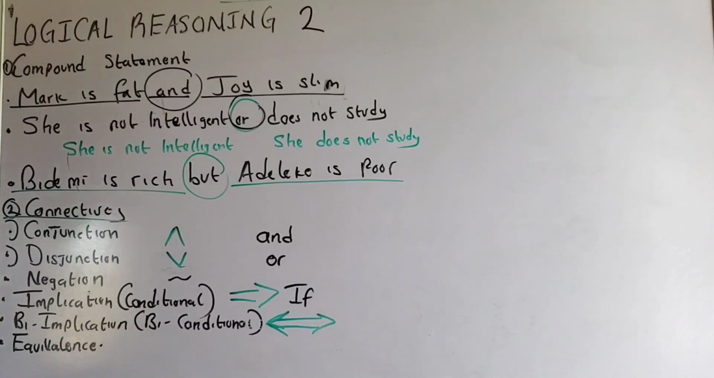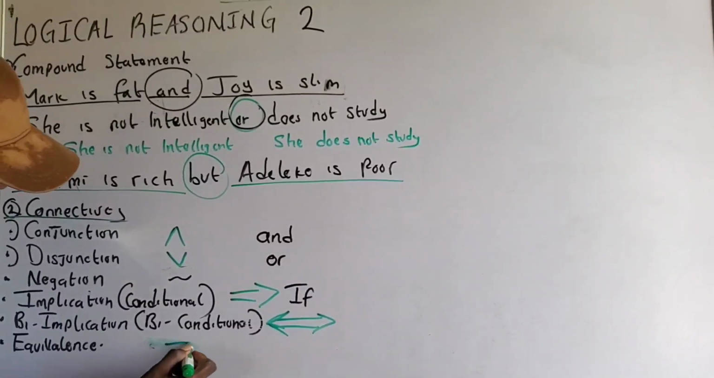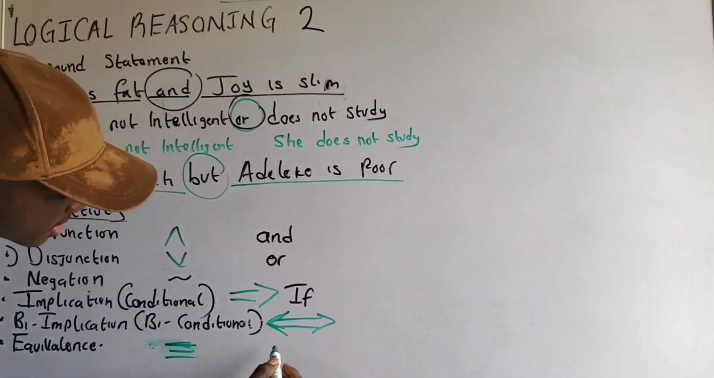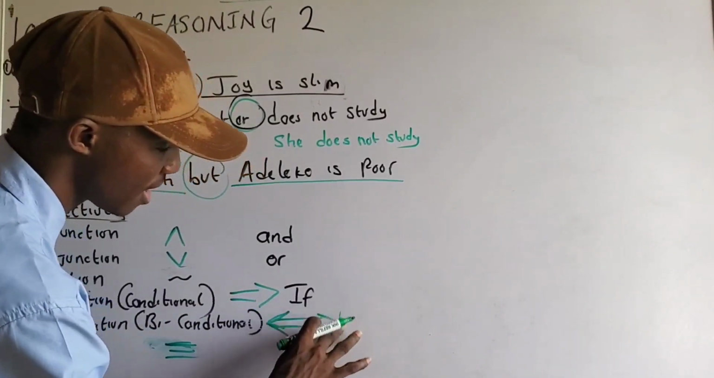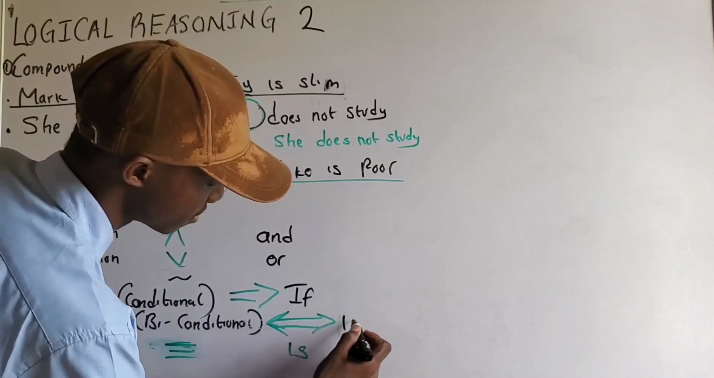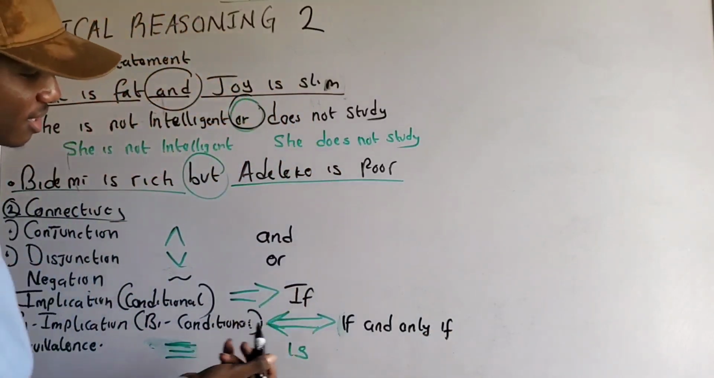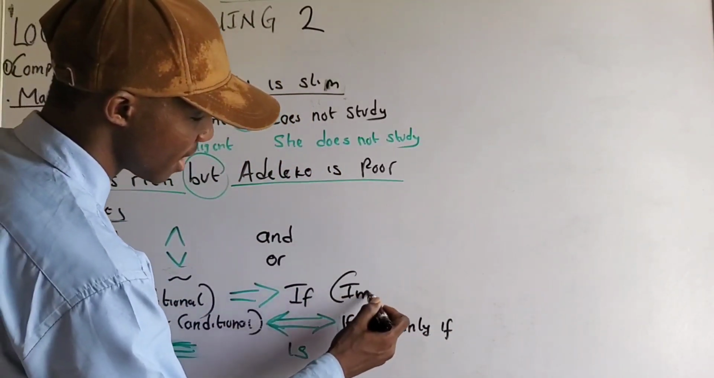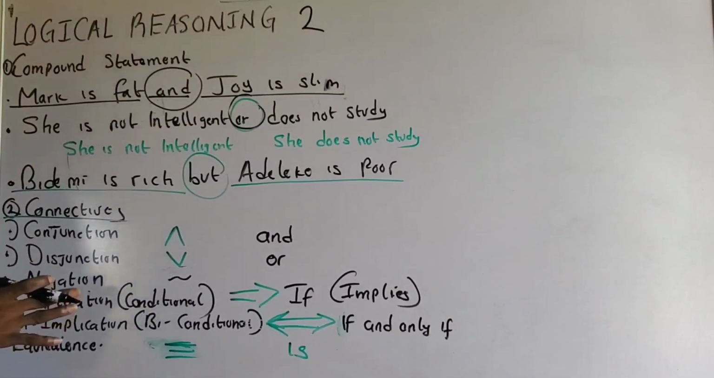Now we have the last one, equivalence. It's represented by this sign, an equal-to sign, and the meaning of this sign is "if and only if". And this one means "if" or "implies". All these ones that I wrote here, we are going to go over one by one.